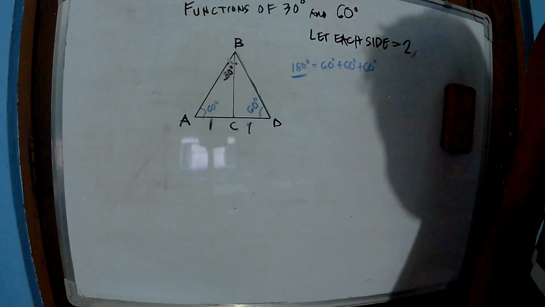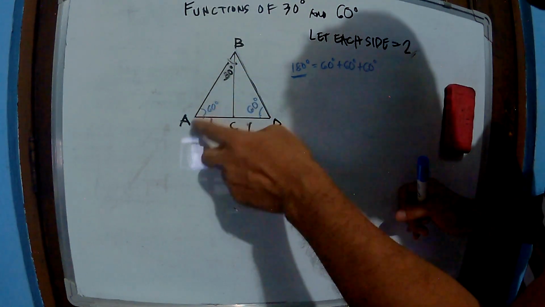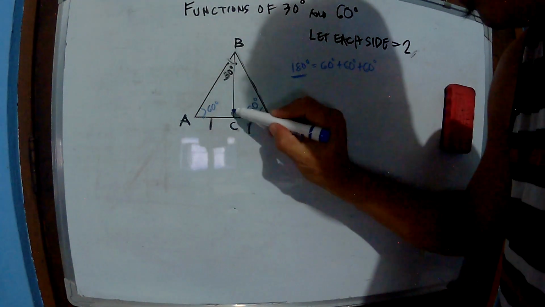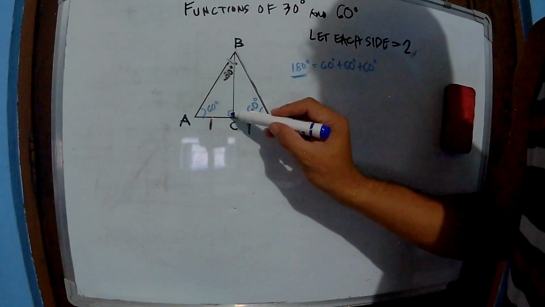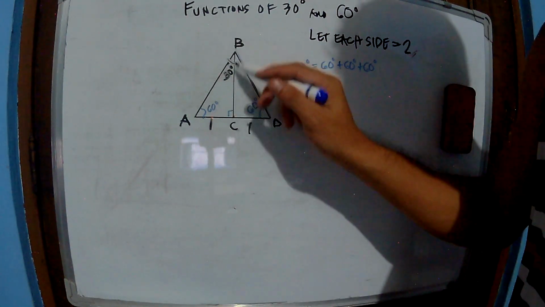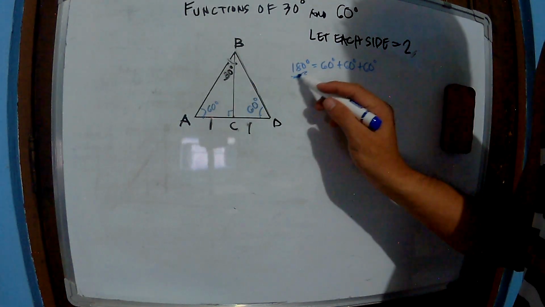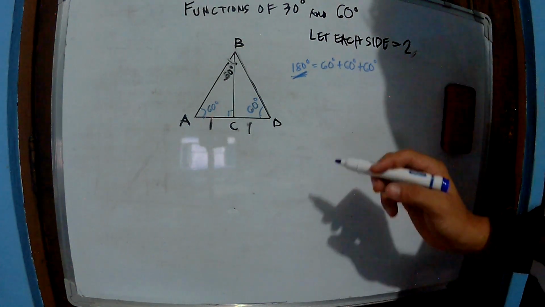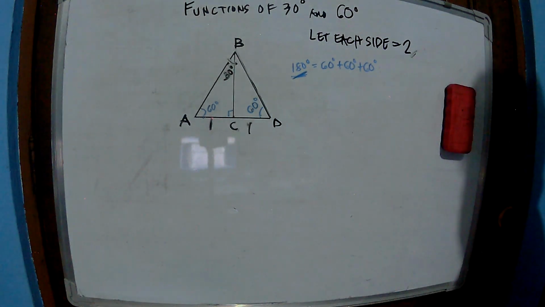Okay, so let's focus on this triangle ABC. So this angle is a right angle. This is 90 degrees. This is 30 degrees. This is 60 degrees. Therefore, it conforms to the rule that the sum of the angles in a triangle is equivalent to 180 degrees.